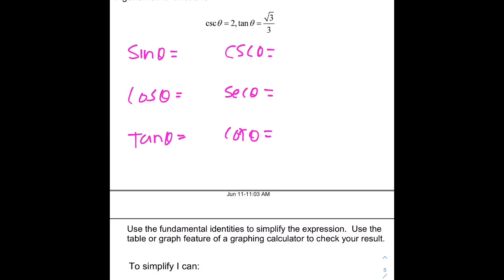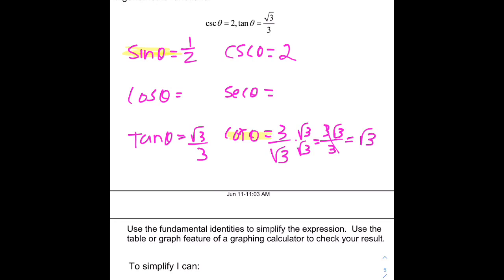All right, so what I know is they gave me that the tangent was root 3 over 3, and they gave me the cosecant was 2. So without really doing a whole lot of work, I automatically know what the sine and what cotangent is because they're just their reciprocals. So the reciprocal of 2 is a half. And then if I flip 3 over root 3 and I rationalize, I get 3 root 3 over 3, which is just root 3.